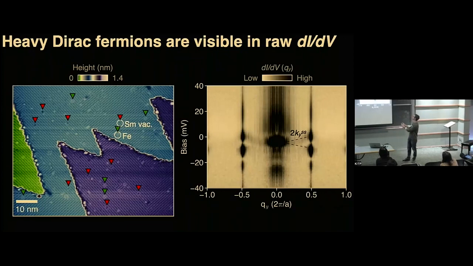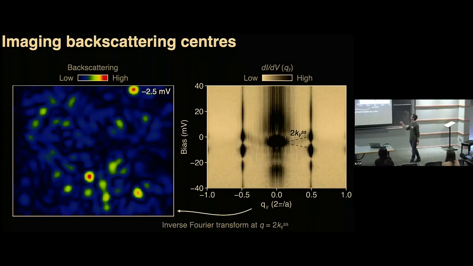We see the heavy Dirac fermions, like we did before. But what I glossed over before is that the scattering process that generates this signal is quasi-particle backscattering. That's the only one that makes sense. So the question is, where in real space does this signal come from? And to answer that, all you need to do is inverse Fourier transform this data at the wave vector that corresponds to the heavy Dirac fermions. Then you form this map of the locations in real space that are strong scattering centers, strong backscattering centers for topological states, which I'm using as a proxy for local magnetism.